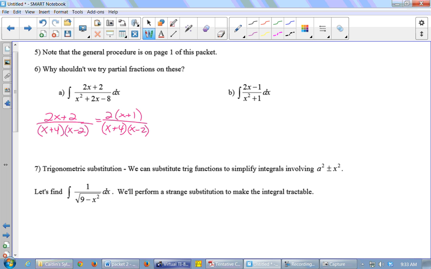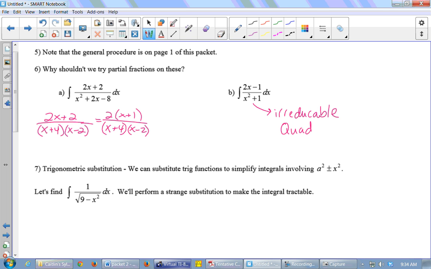The denominator does not factor, right? This is an irreducible quadratic. And so partial fractions would tell me if you have an irreducible quadratic factor, you put a linear term on top of it, but I already have that, right? This is already a linear over an irreducible quadratic. So partial fractions can't get me any further. So yeah, I can't use partial fractions on that one. It's just not going to help. It's not going to do anything.